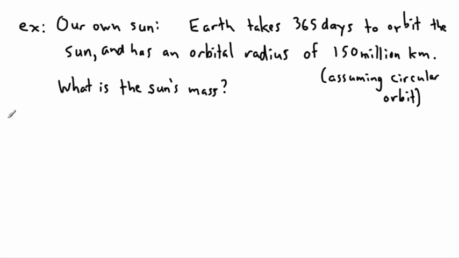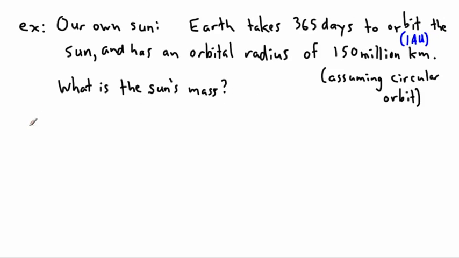So let's take a look at a real example here. We'll take a look at our own sun. Now the Earth takes, it's technically 365 and a quarter and a little bit, but we'll just assume it's 365 days to orbit the sun. And it has an orbital radius of 150 million kilometers. By the way, that is the definition of 1 astronomical unit. That's technically how we do it there.